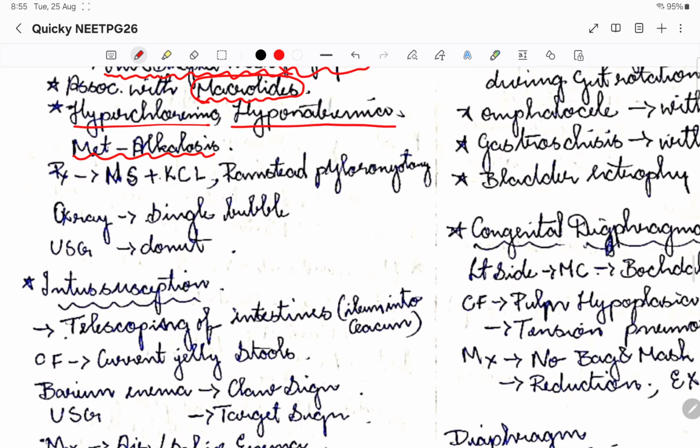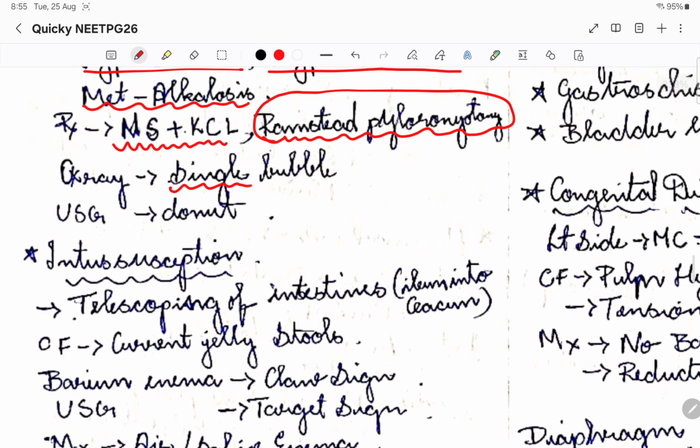How do we manage the patient? Basically we'll correct the fluids, because nothing is passing through the stomach, so the baby is not getting any nutrition. We'll correct the fluids first, because there has been hypochloremia and hyponatremia. So we'll give the electrolytes through the fluids first, and then we'll go for the definitive management, that is Ramstedt pyloromyotomy. If we take an x-ray, there will be a single bubble with respect to pyloric stenosis. Then on USG, a donut sign can be seen.